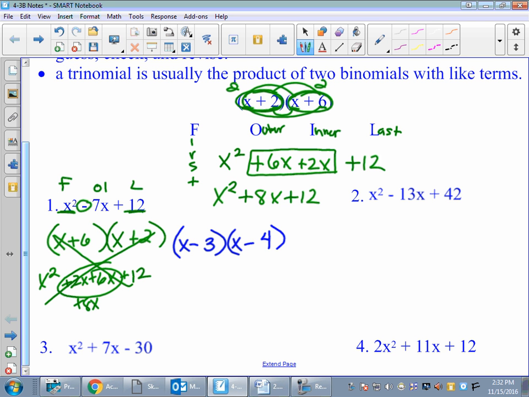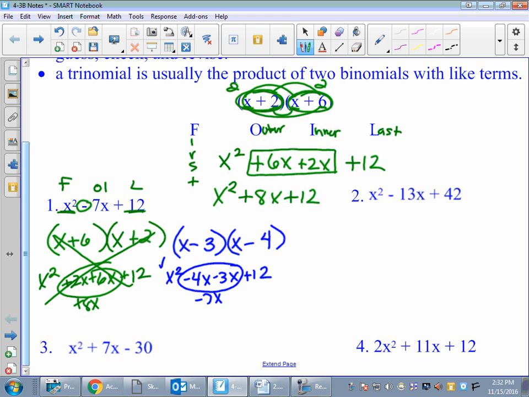So you just kind of have to work through the signs, work through the multiplication, and make sure that it does, in fact, make that middle term. So when I check this, I get first term gives me x squared, outside terms gives me negative 4x, inside terms gives me negative 3x, and last terms gives me a positive 12. And these 2 terms, in fact, give me the negative 7x that I needed.